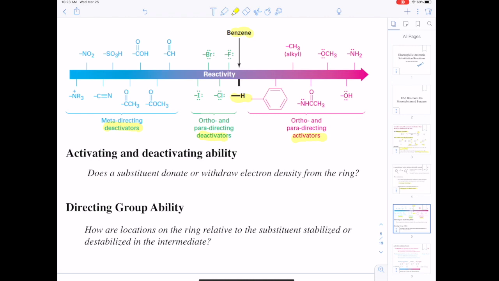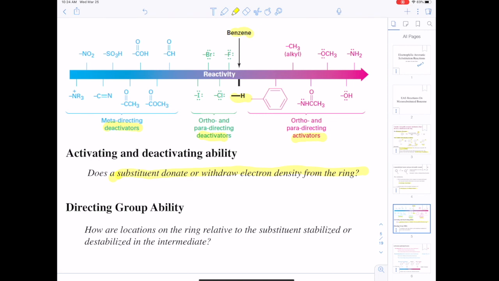And when we think about the explanation for these abilities to be an activator or deactivator, we ask ourselves, does the substituent donate electron density or withdraw it from the ring? If it donates electron density to the ring, it makes the ring a better nucleophile, and the reaction goes faster. But if the substituent withdraws electron density, it makes the reaction go slower.